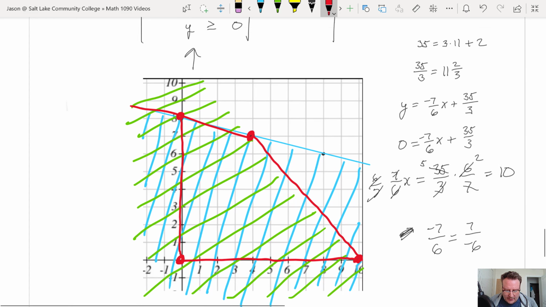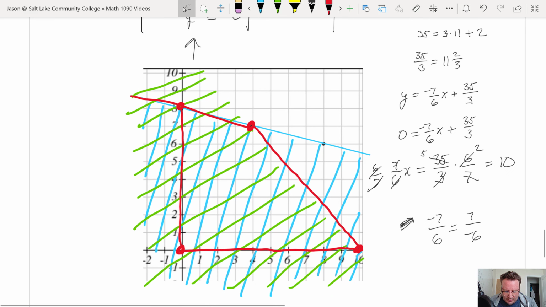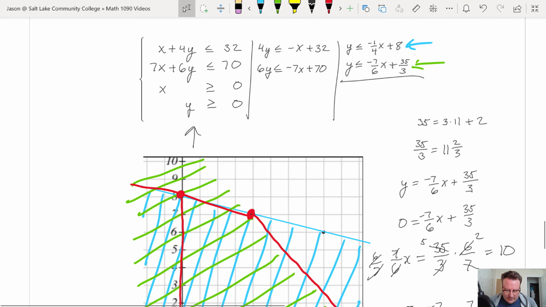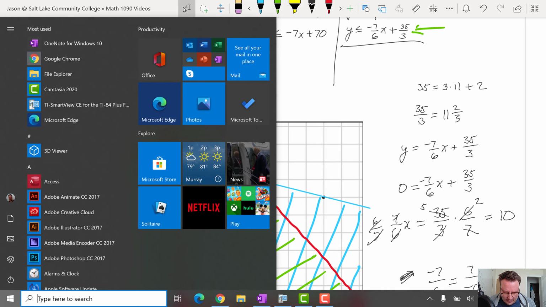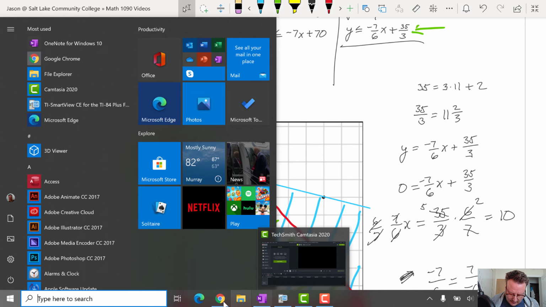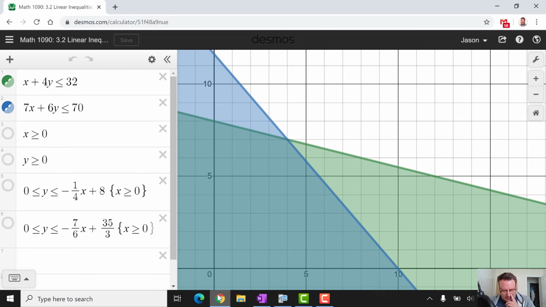So there we go. Okay, so I want to show you first how to do this in Desmos using the website desmos.com. So I have done this already for us in desmos.com, and then I'll show you how to use your calculator to do it. So let's see here. Okay, so I just put in the regular inequalities here. X plus 4y is less than or equal to 32. 7x plus 6y is less than or equal to 70. And you get a perfectly fine graph doing it this way.